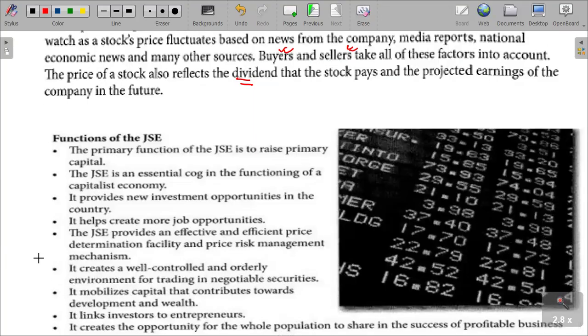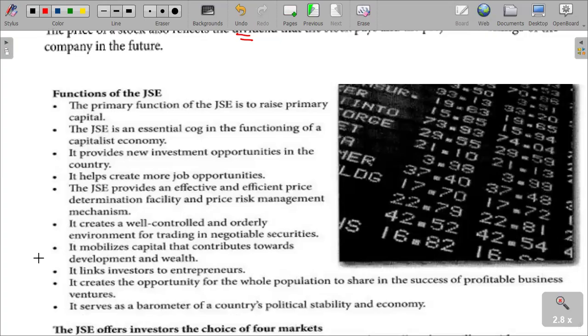Let's look into the functions of JSE. Functions of JSE: one, the primary function of JSE is to raise primary capital. It actually provides the money for investment for companies and businesses. It provides money for funding of various businesses when they are to sell their shares there. The JSE is an essential cog in the functioning of the capitalist economy, as to say that it defines the ways in which functions or operations would run with regard to the trading and selling of shares. It is the one that influences those kinds of functions.